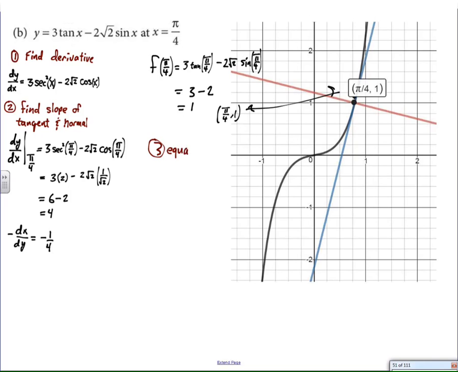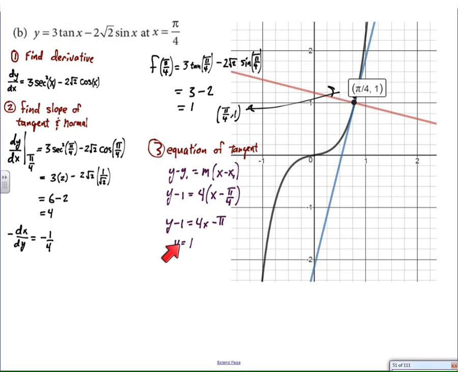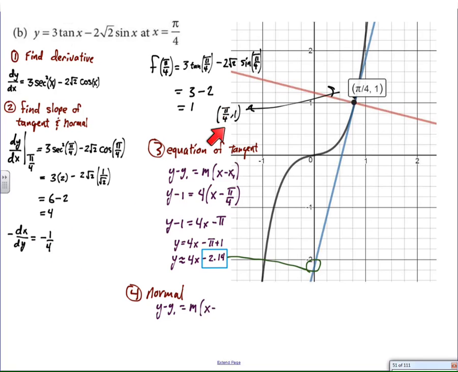I'm also putting pi over 4 into my equation to get the y value that goes with it. That was already done with my computer, but I'm showing how it works. Now I need the equation of the tangent. I have the point pi over 4, 1, and the slope 4, so I use those to get the equation of the line. And for the equation of the normal line, I use negative 1/4 and the point pi over 4, 1.